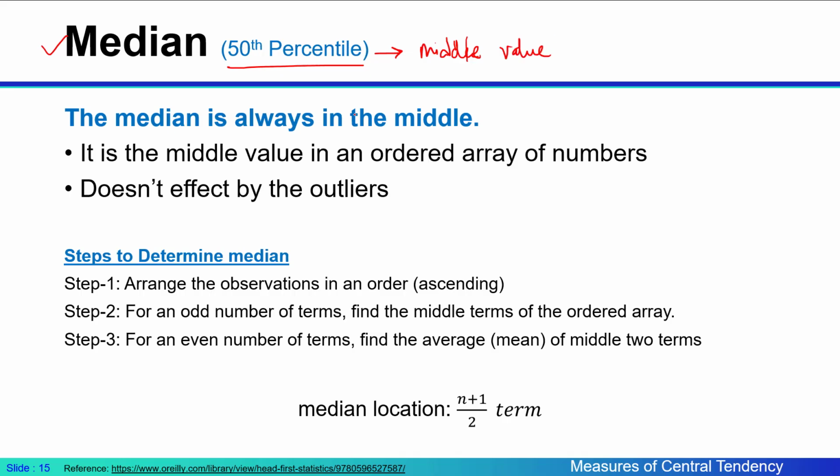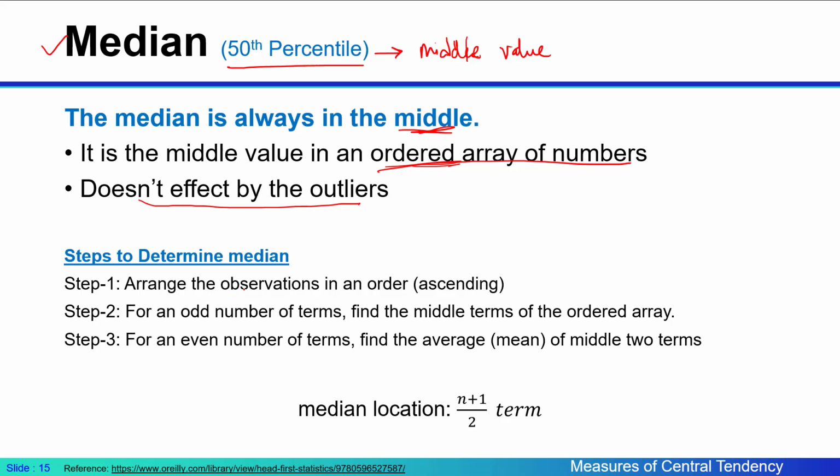The median is always in the middle, and it is the middle value in the ordered array of numbers. So let's say you have some numbers, and you arrange them in either ascending order or descending order. Our median will be the middle value in the ordered array. And obviously it doesn't have any effect from the outliers. Median is the one that does not have any effect from outliers.